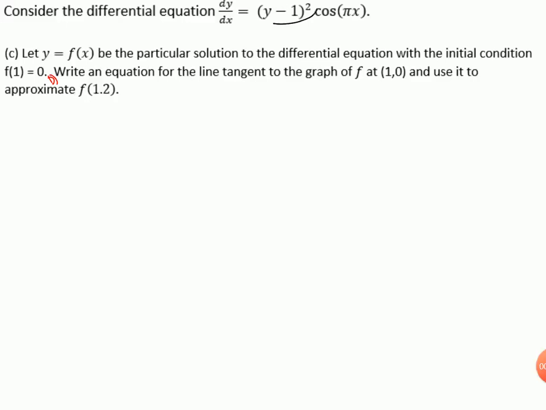Well, first off, I want to get this guy with the dy. Okay, and I want to get the dx to the other side. So I'm going to divide y minus 1 squared on both sides. All right, so I'm going to really end up with 1 over y minus 1 squared dy equals, and I'll multiply dx to both sides now, and I just end up with cosine of pi x dx. All right, because I have this, it screams U substitution to me, and because I have this over here, this also screams U substitution. So this is a whole lot of fun.